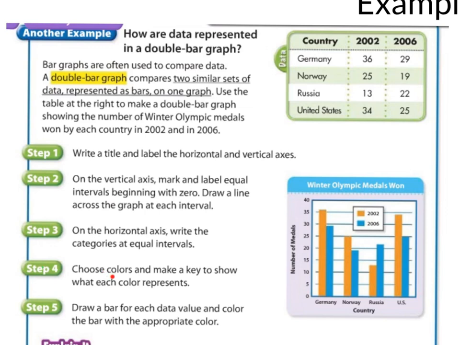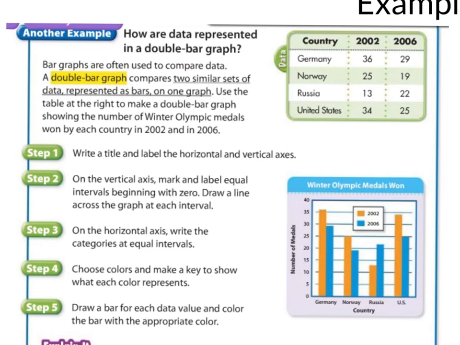Next, you're going to need to choose colors and make a key to show what each color represents, which means that you don't need to use orange or blue, but you could. And this is the key here. So whatever color you pick, you need to write a year next to it to represent what color that is. And you can put the key in the same place that the book has it right here.